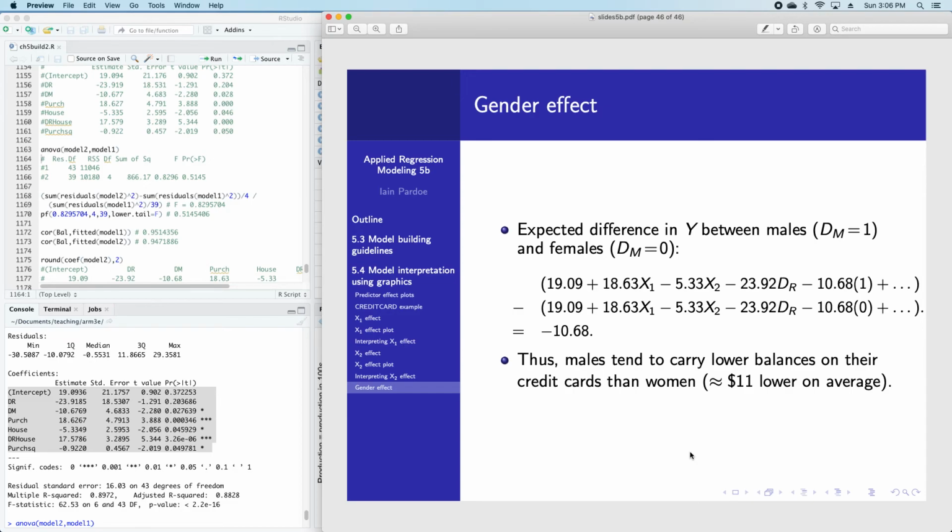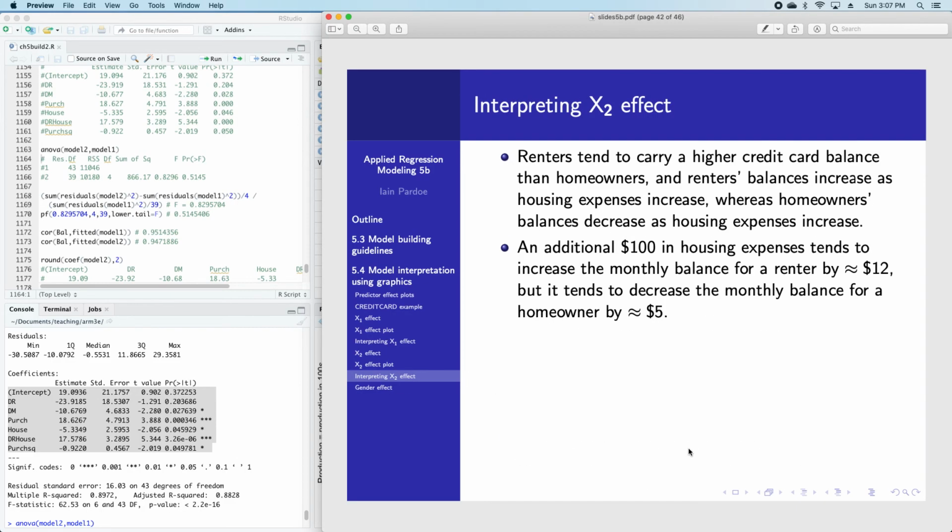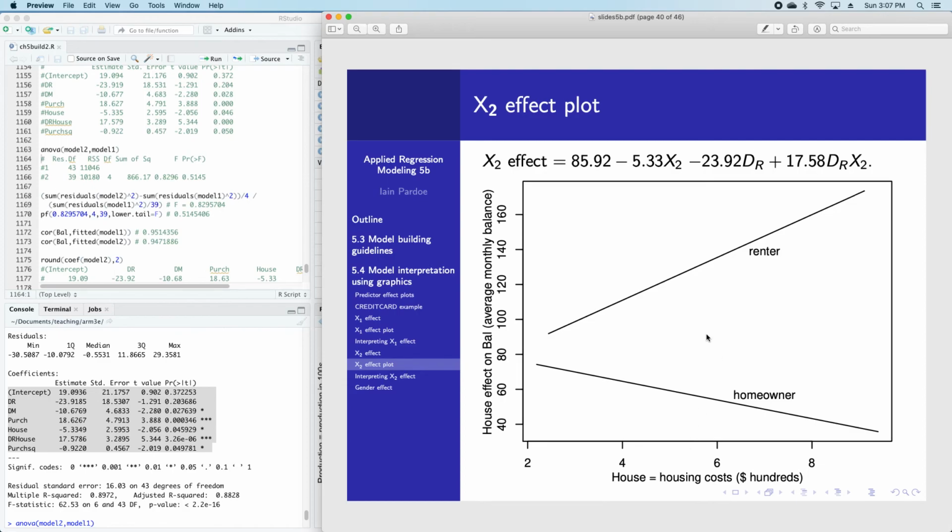So what I've done in this video is just run through an example of how predictor effect plots can help us interpret the final regression equation from a multiple linear regression model, and how we can look at those graphs and begin to tell a story about what the model is telling us.